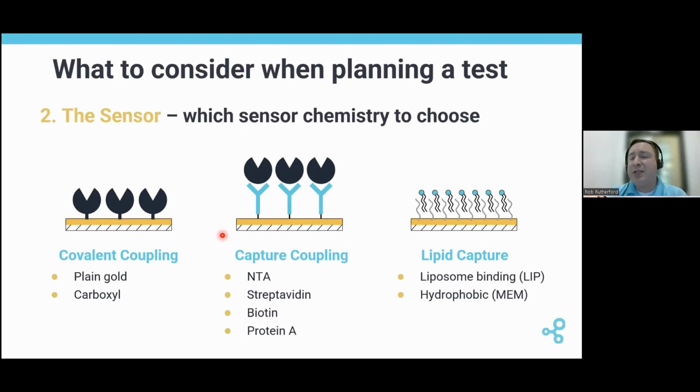The nice thing about this is you don't have to memorize it. On our support portal, we have some great technical notes that go through the intricacies of each of these sensor chemistries. If you're interested in that, you can go on our support portal, navigate to whatever sensor you're going to work with, and read a little bit about what steps it takes to activate it and what considerations you should have when doing your immobilizations.